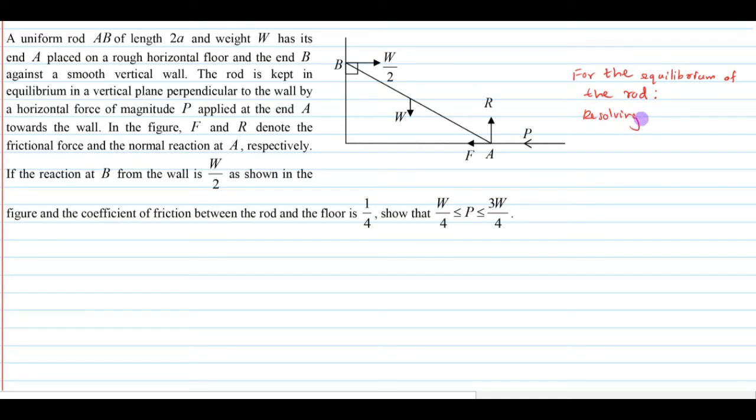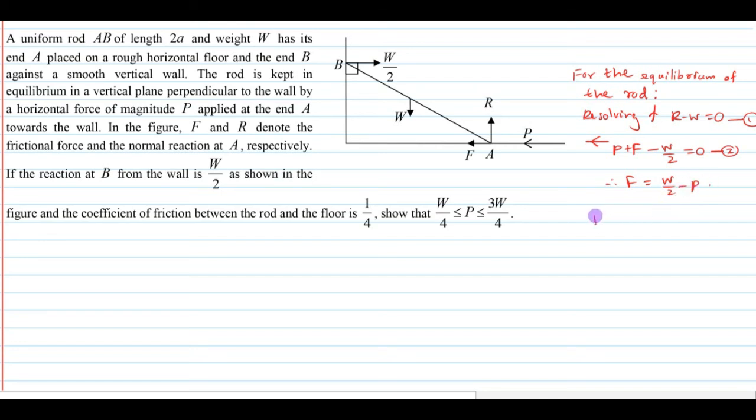For the equilibrium of the rod, resolving forces in the vertical direction: R minus W is equal to 0. Resolving forces in the horizontal direction, we get F plus P minus W divided by 2 equal to 0. This is the second equation. Therefore, F is equal to W divided by 2 minus P.